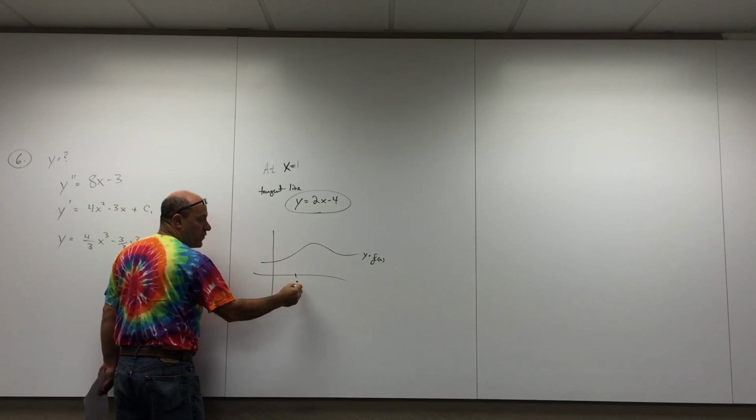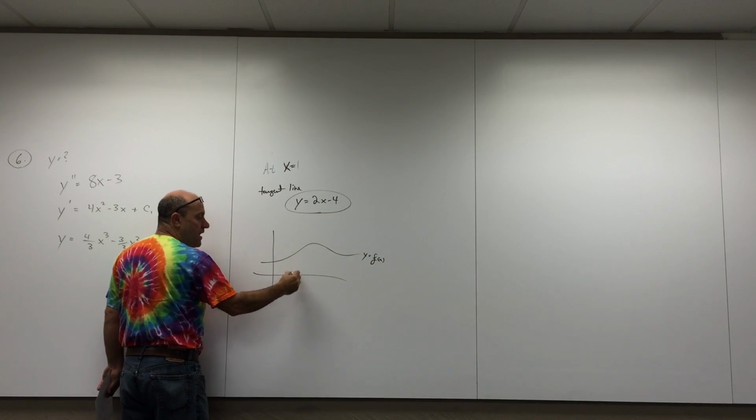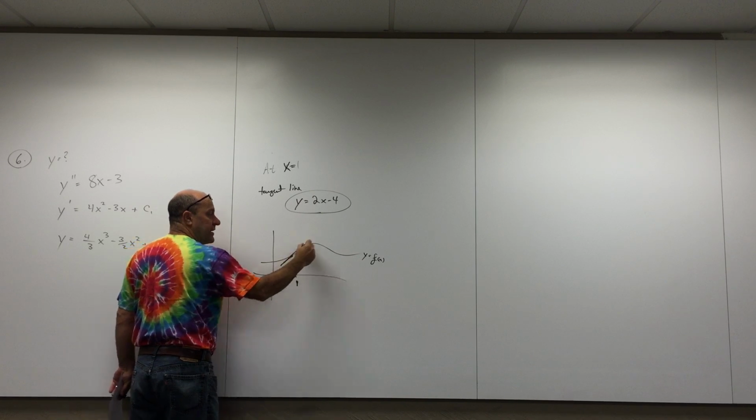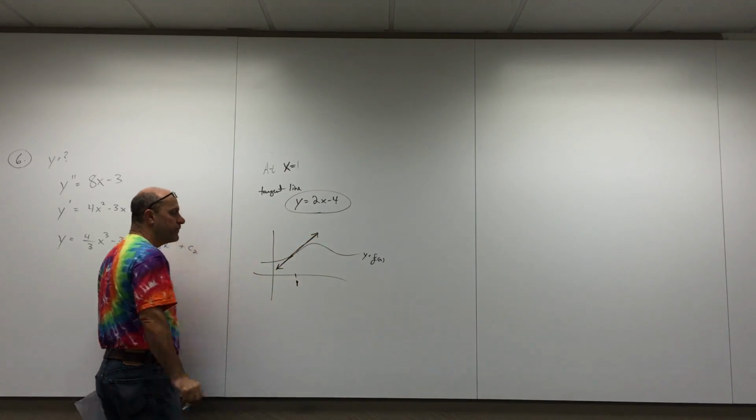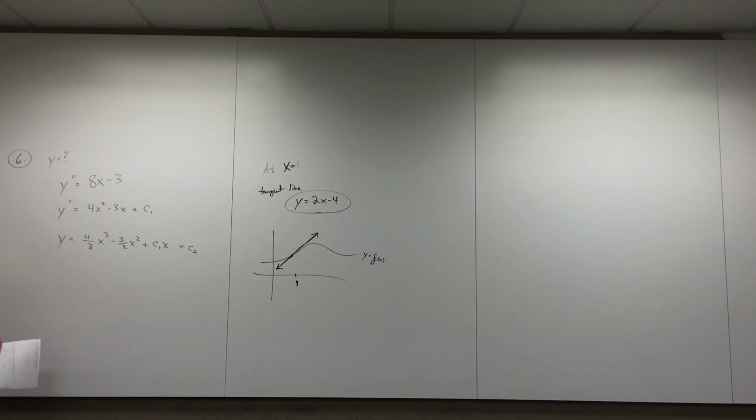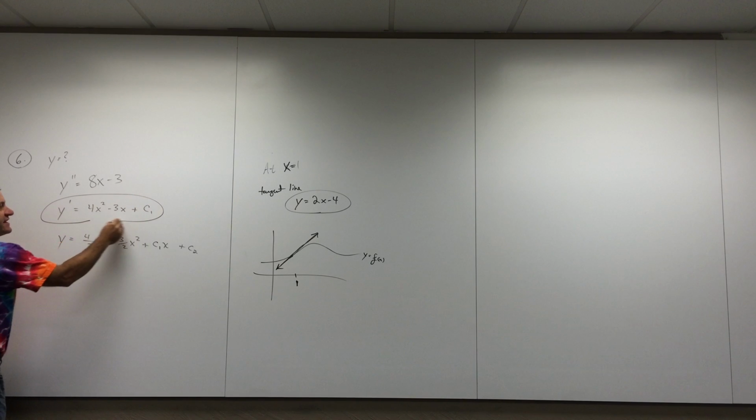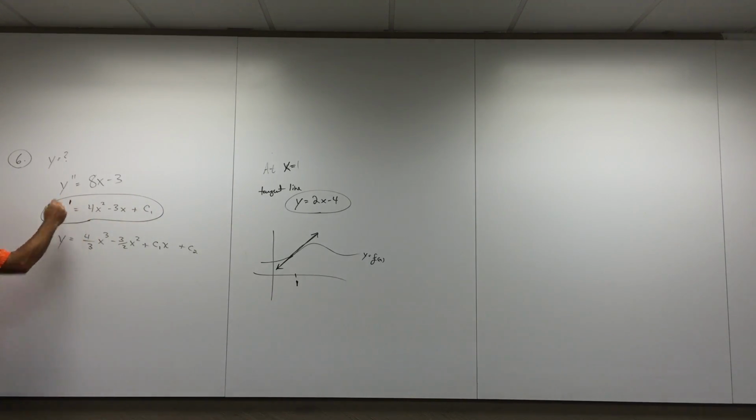They gave you x, so you can find y, right? Well, let's see. What they told me was that at this point, x equals 1, I have this tangent line. So at x equals 1, we have this tangent line, y equals 2x minus 4.